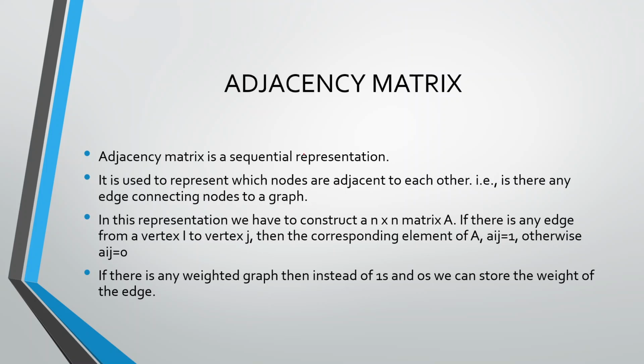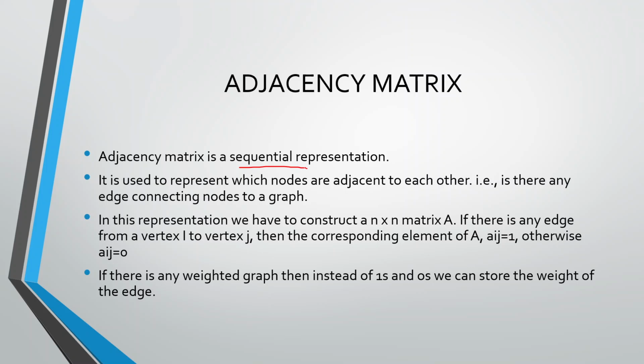What is the process of the adjacency matrix? Adjacency matrix is a sequential representation used to represent which nodes are adjacent to each other. If the nodes are connected by an edge in the graph, then they are adjacent nodes. If there is an edge connecting two nodes, then we call those nodes adjacent nodes.